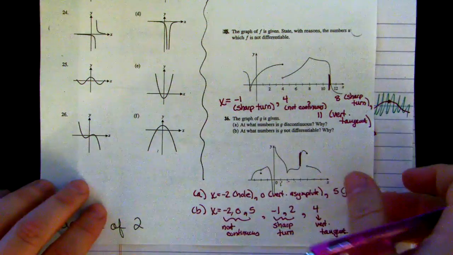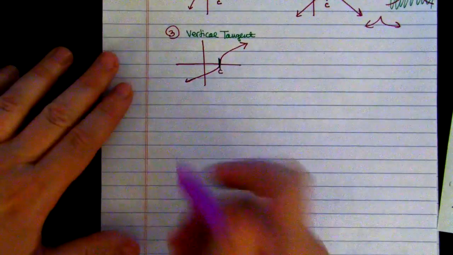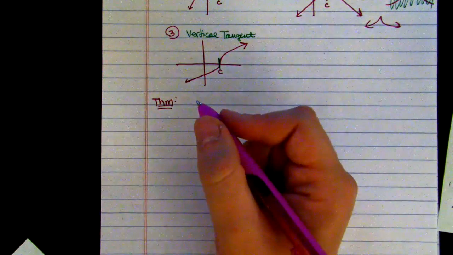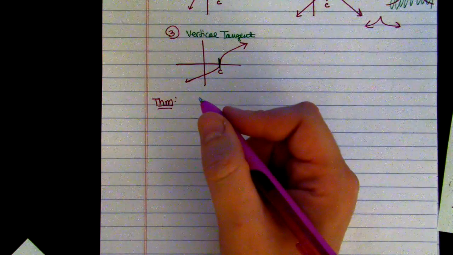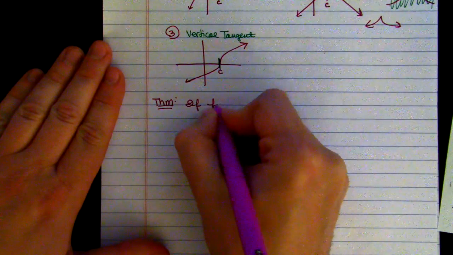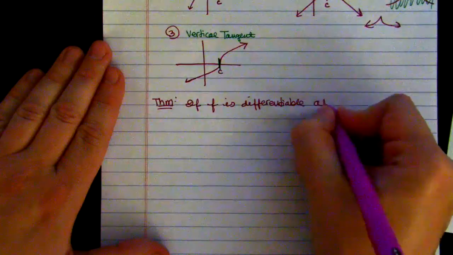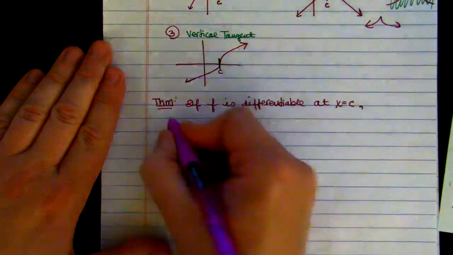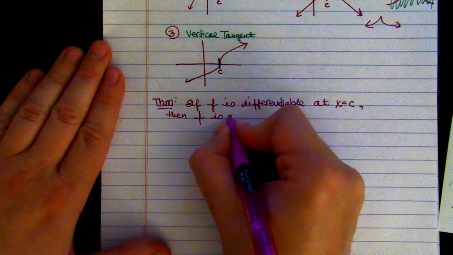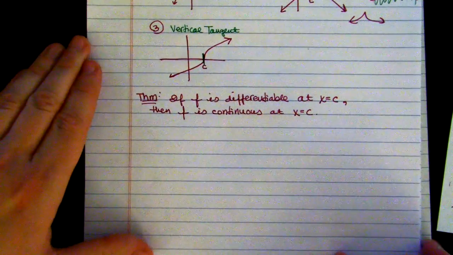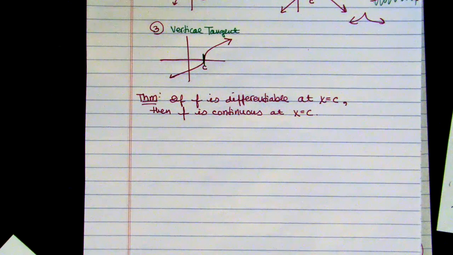There's one more thing I want to talk about with this. There's a theorem which says, if a function is differentiable at a particular point, it also has to be continuous at that point. If f is differentiable at x equals c, if I can find a derivative, if I can find the slope of a tangent line, that must mean that f is continuous at x equals c. If I know I can find the slope of a tangent line, then that function has to be continuous at x equals c. As long as I'm differentiable, I'm continuous.